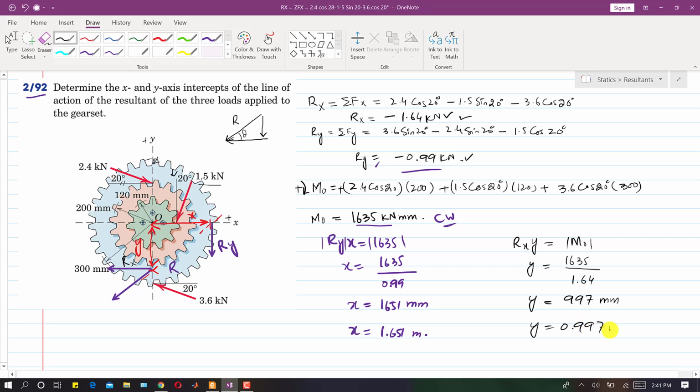And as we can see from our interpretation, the line of action of the force is like this, right? So it is passing at this point and this point. So we can say that x is equal to positive 1.651 and y is equal to minus 0.997, right? So this is the accurate interpretation of the x and y intercept of the resultant. So this is the solution of this problem.